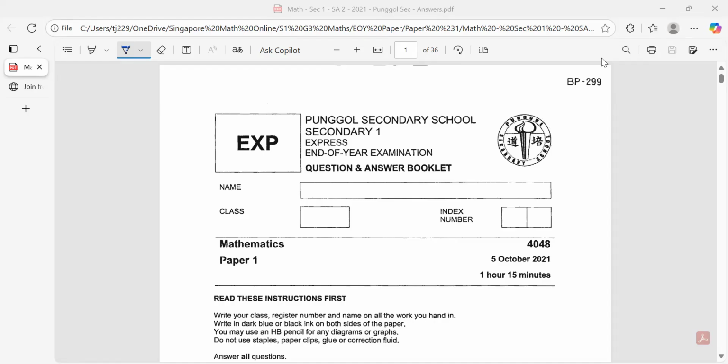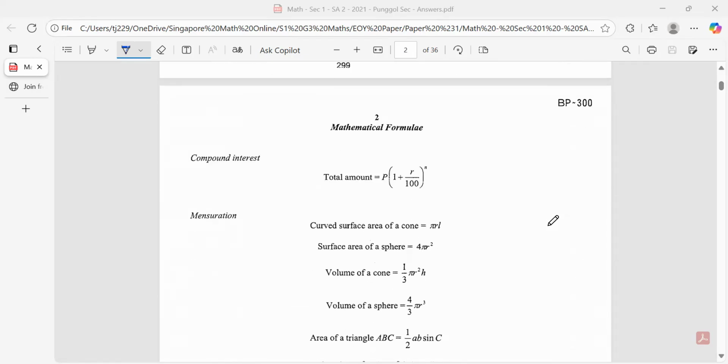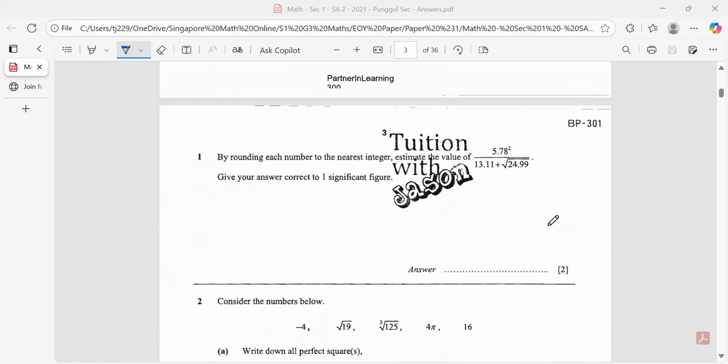Welcome to today's session. Today we'll be looking at Punggol Secondary School, Secondary 1 Express, or rather G3, End of Year Examination, Paper 1. And moving on, after looking at instructions, as well as being aware of the mathematical formula, question 1.